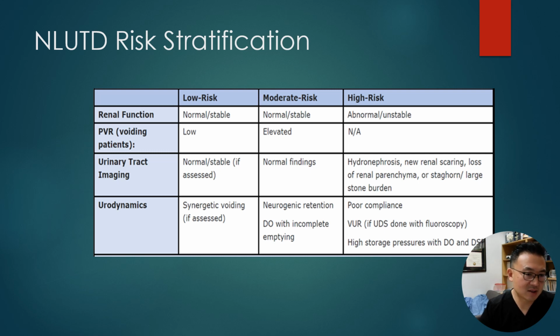Urinary tract imaging is not necessary for low risk, but if you have it, it shows that there are no significant abnormalities, and the same with moderate risk. High risk patients may show hydronephrosis, renal scarring, loss of renal parenchyma, or staghorn or large stone burdens. Urodynamics will show synergistic voiding in low risk patients. Moderate risk may have neurogenic retention or detrusor overactivity and complete emptying. High risk may have poor compliance, reflux, or high storage pressures with either detrusor overactivity or detrusor sphincter dyssynergia.